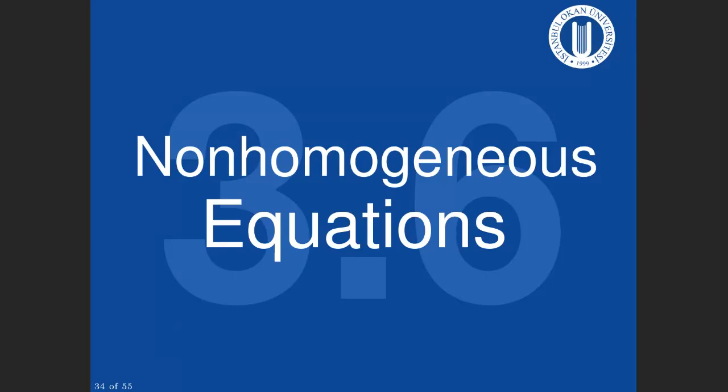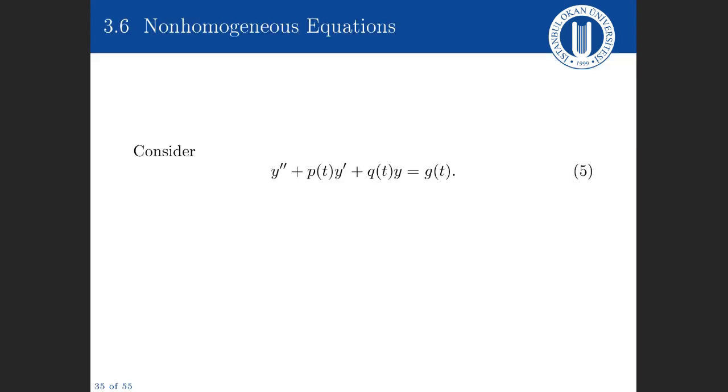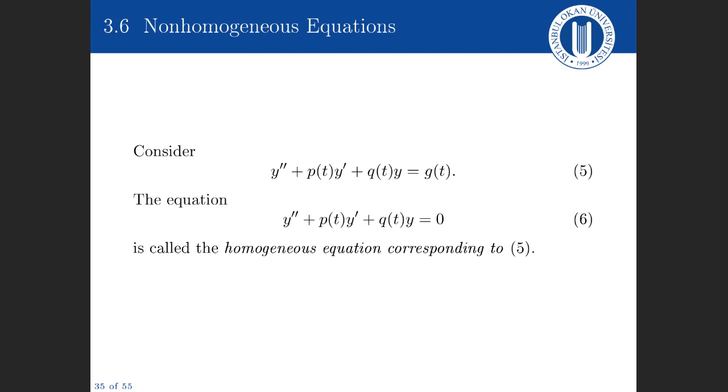For the rest of today's lesson, we're going to be talking about non-homogeneous equations. Now we're going to be looking at equations of the form y double prime plus p(t)y prime plus q(t)y is equal to g(t). If we replaced the g(t) by 0, we get a new equation which is called the homogeneous equation corresponding to the equation that we started with.